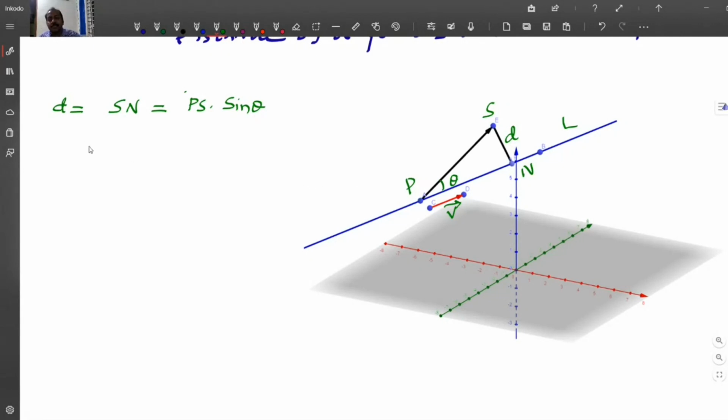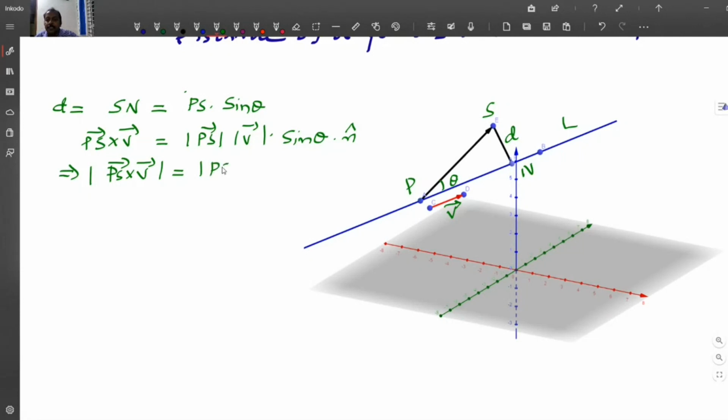So you consider PS cross V. By definition, it is modulus of PS into modulus of V into sine theta into n cap, where n is orthogonal to PS and V. So this implies modulus of PS cross V is modulus of PS into modulus of V into sine theta into modulus of n cap, which is 1.